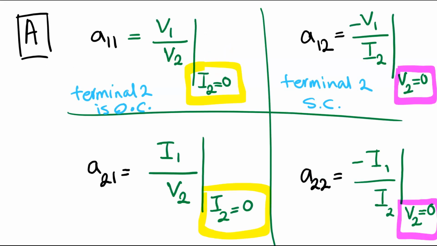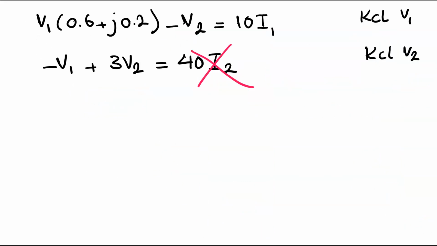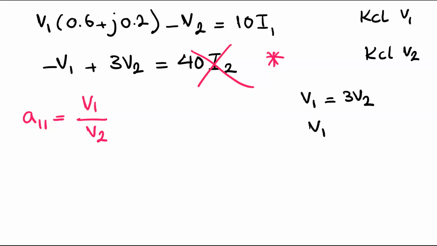What is the relationship that needs these two parameters? That's A11. So I'm going to write it here. A11 is equal to V1 divided by V2. And that can be easily calculated from this equation. So if I rearrange this equation, I'm going to have V1 equal to 3V2. So it means that V1 over V2 is equal to 3. So my A11 is simply equal to 3.